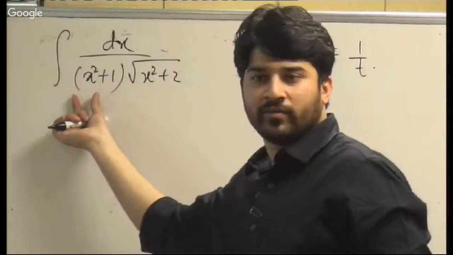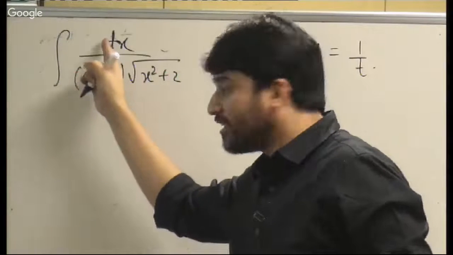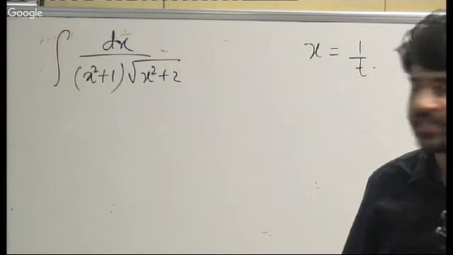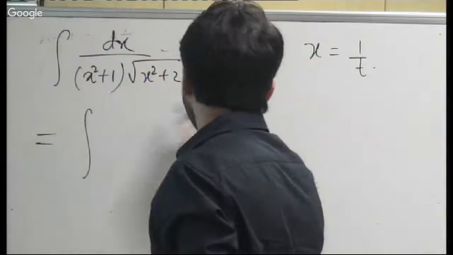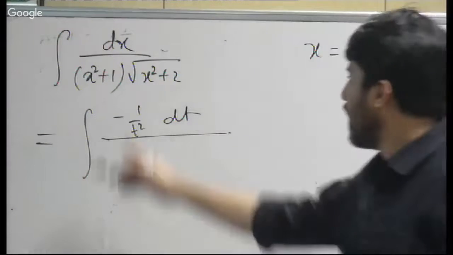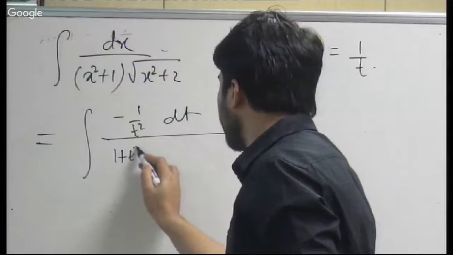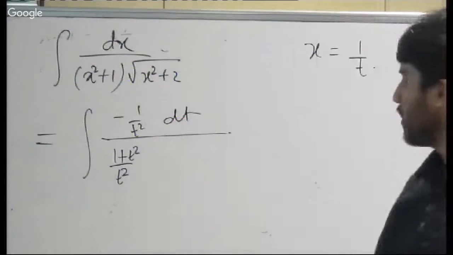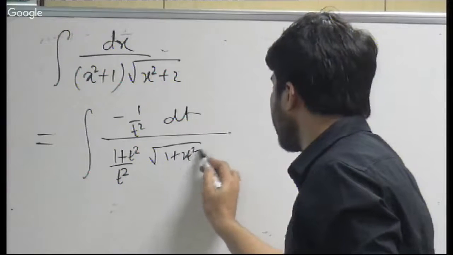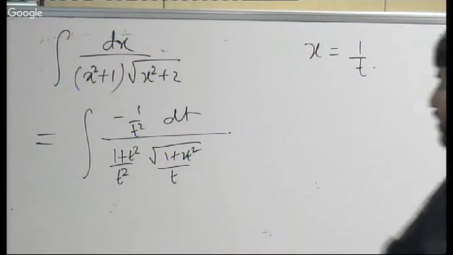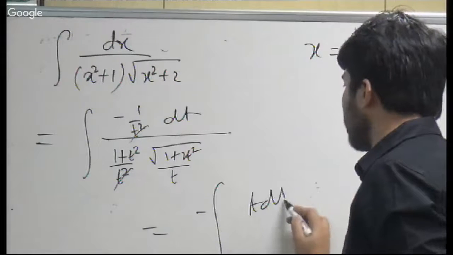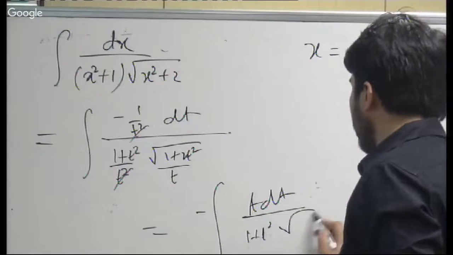Because this will have a 1 upon t square thing and the differentiation will also have 1 upon t square thing, so both will be cancelled out. See? So I can write my dx as minus 1 by t square dt, right? And I can write this as (1 plus t square) by t square into (1 plus 2t square) by t. So this t square cancels. So I get something like t dt upon (1 plus t square) into under root (1 plus 2t square).